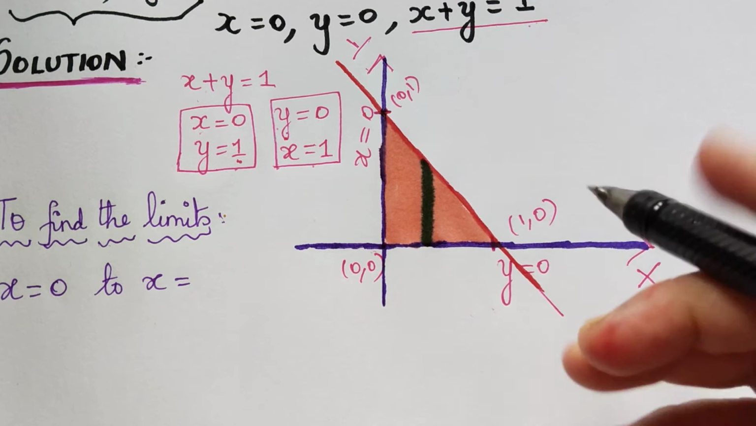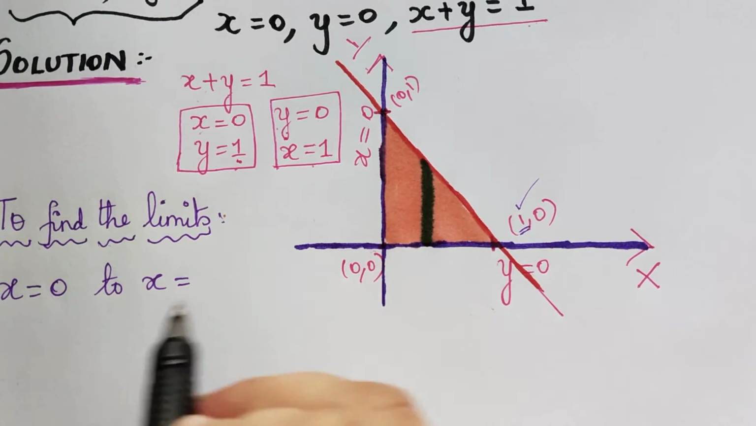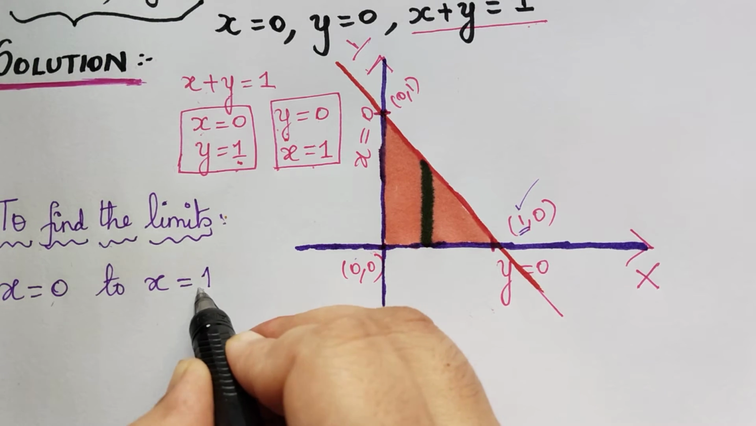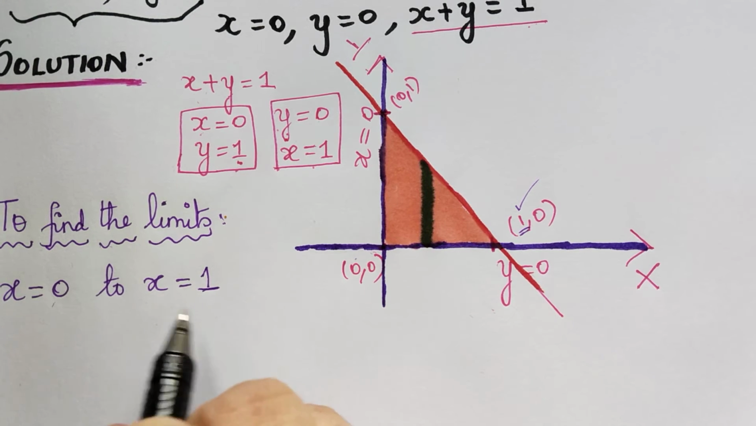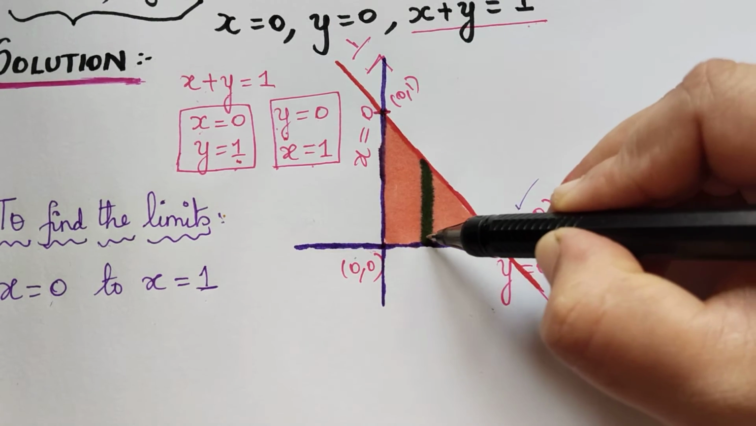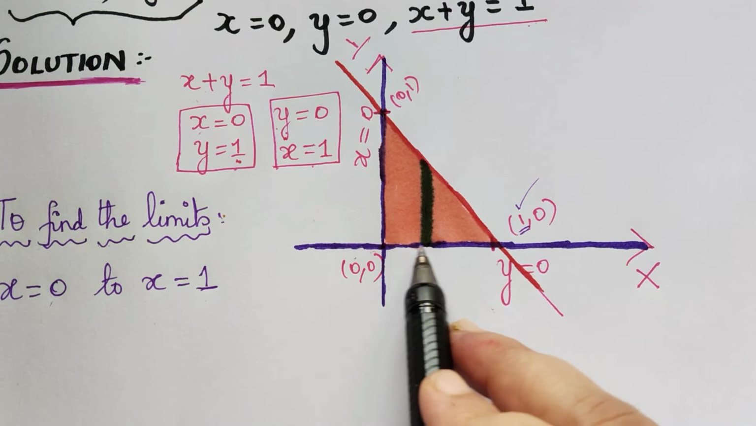It ends at this point where the value of x is what? x = 1. So it starts from x = 0 and moves till x = 1. This is the limit for x. Now the limit for y will be the length of this strip, where it starts on the line y = 0.